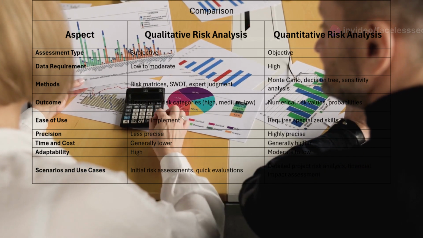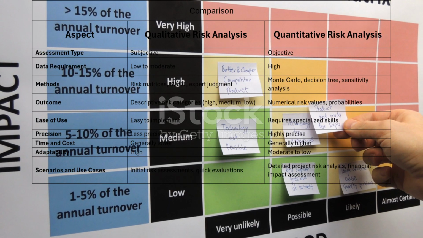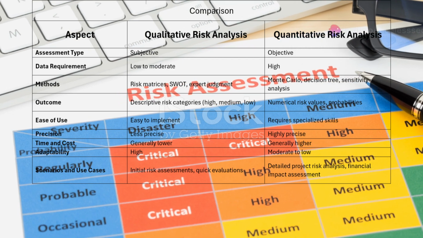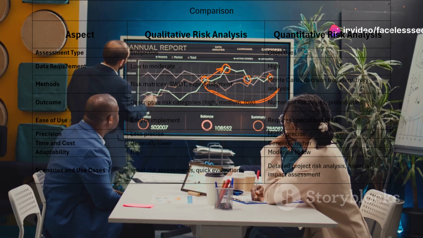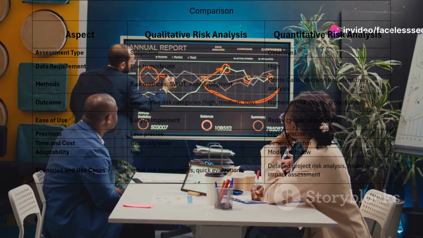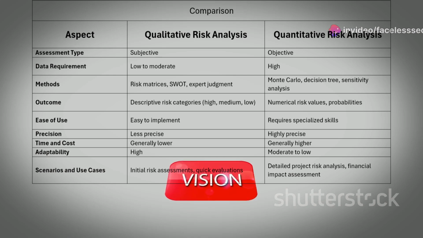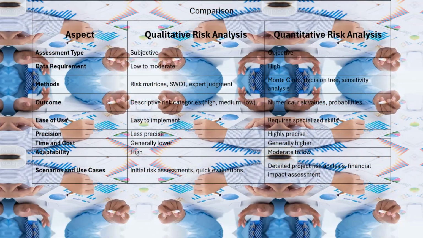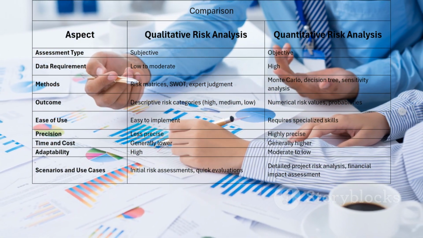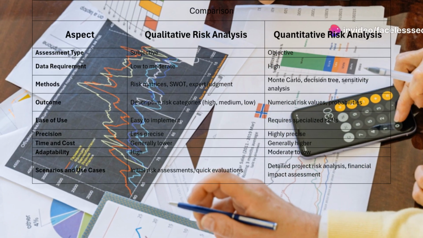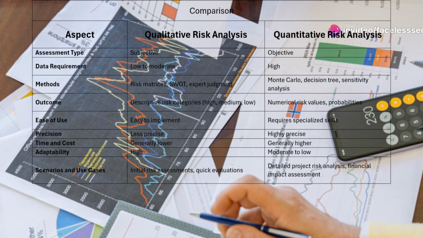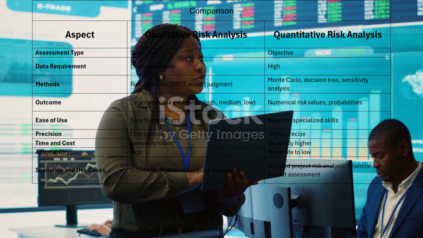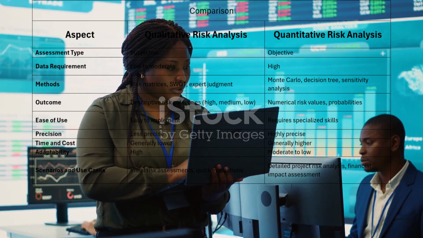Meanwhile, qualitative risk analysis focuses on descriptive aspects of risks. Here are some key characteristics. Subjective assessment relies on the judgment and expertise of individuals. Risk categorization uses categories such as high, medium, and low to describe risk levels. Ease of use: simple to implement and requires less data. Flexibility: adaptable to different scenarios and environments.